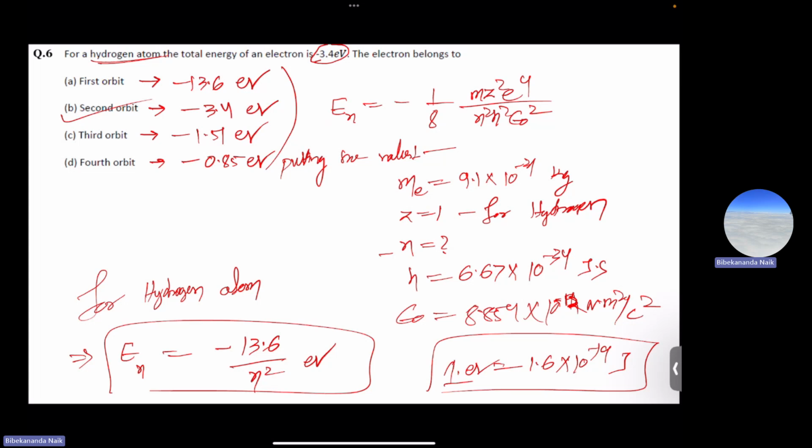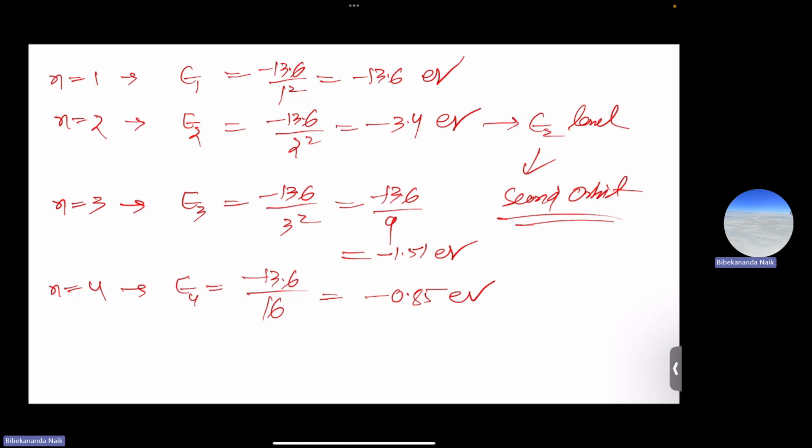It is specifically for hydrogen atom because for hydrogen atom Z equals 1. Similarly, if you talk about helium, then Z will be 2. Since it is Z square, it will be minus 13.6 into 2 square, that is, 4 times the energy. So the ground state energy of electron in helium is 4 times that of the ground state energy of hydrogen.